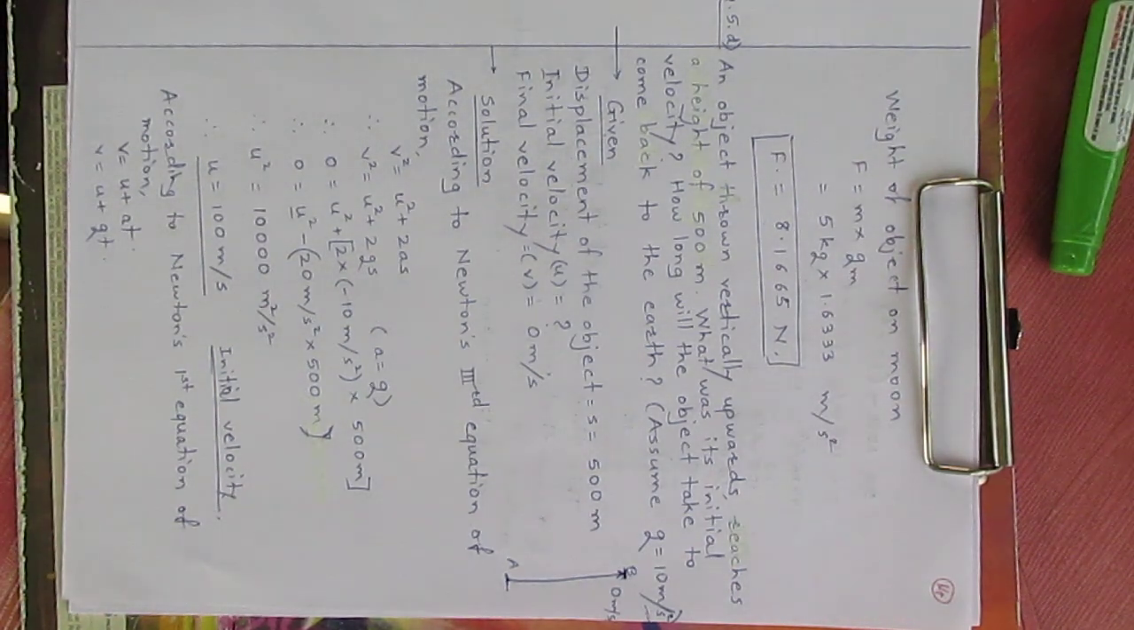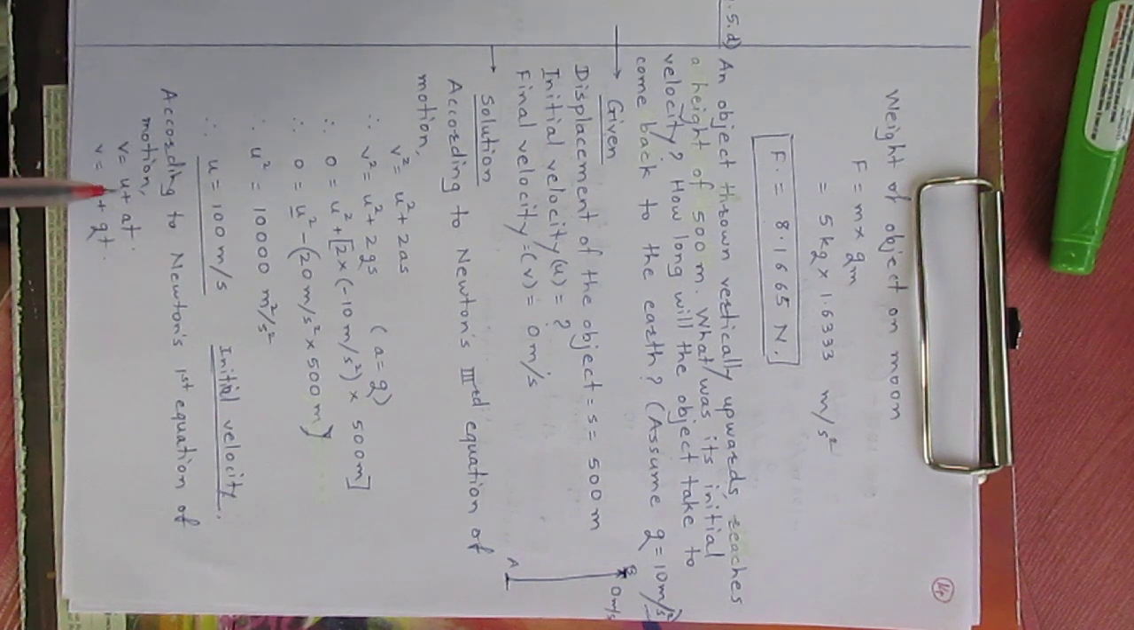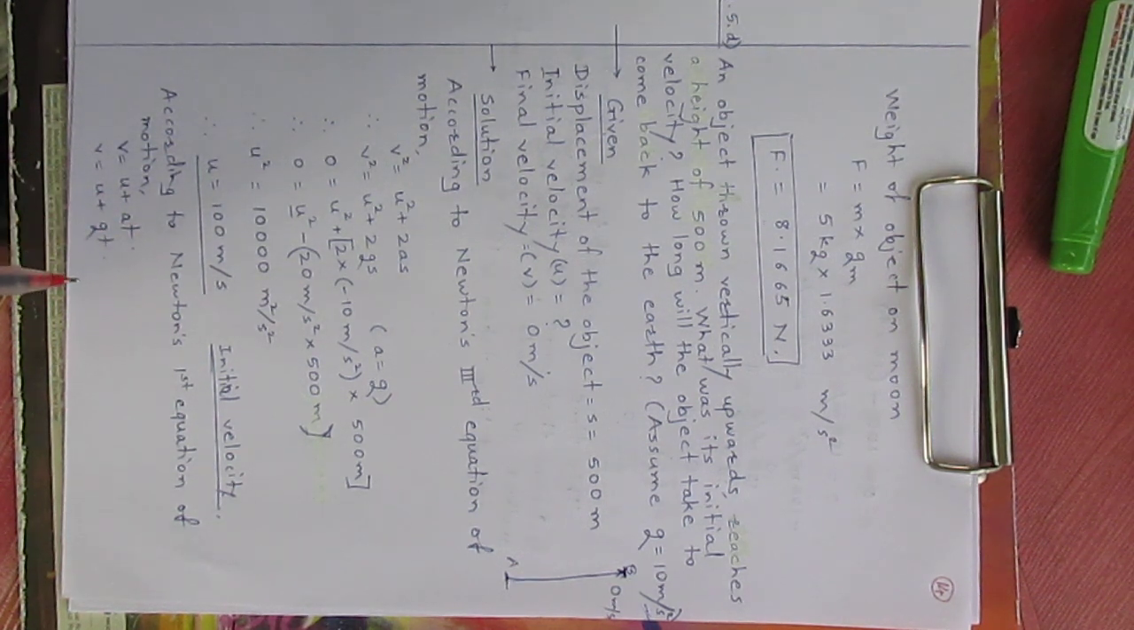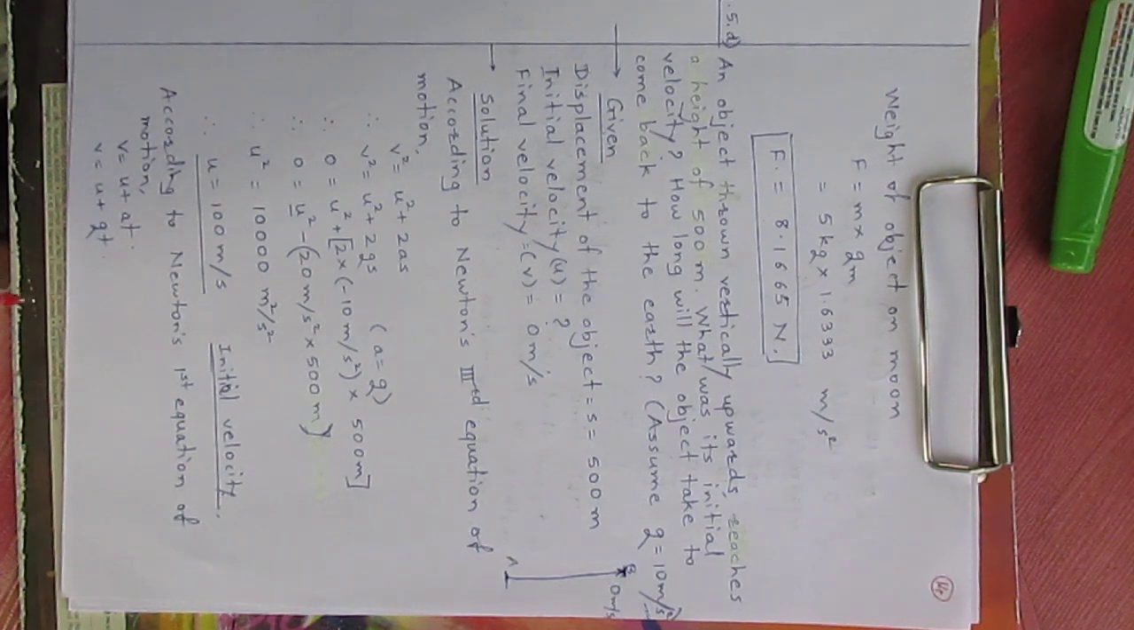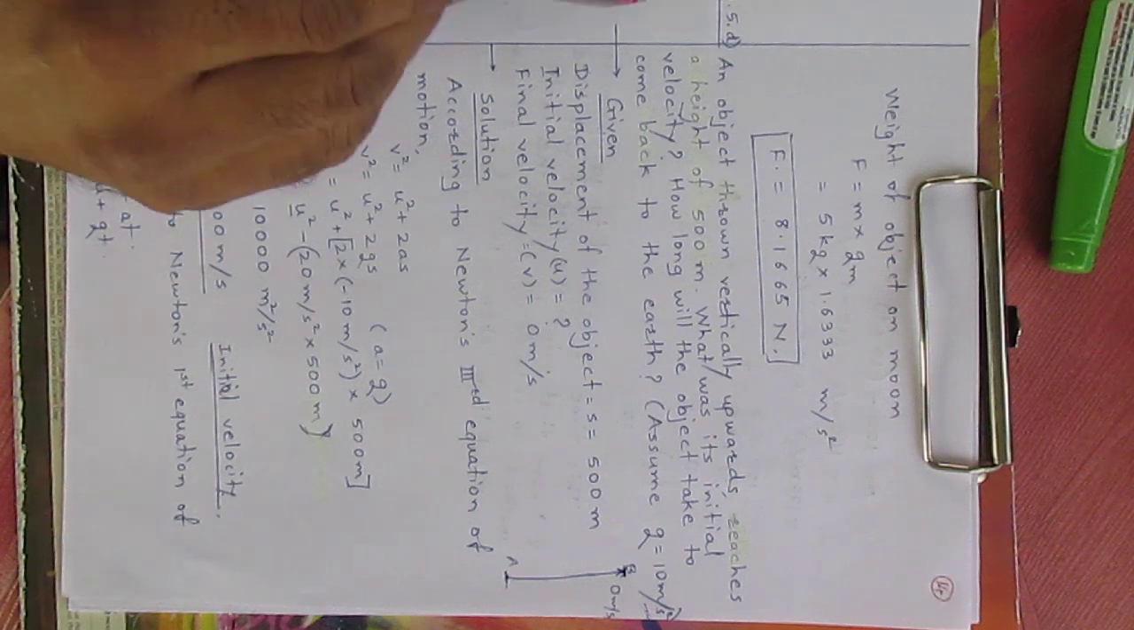Standard 10th Science and Technology Part 1st, Chapter number 1, Gravitation. In this chapter we are going to study the next numerical example which is asked in the exercise. Question number 5D.